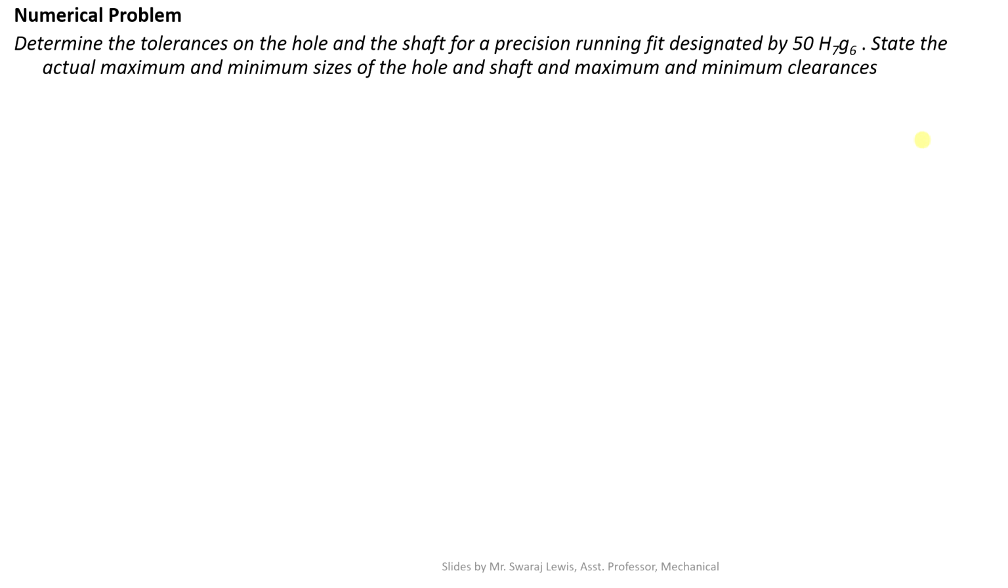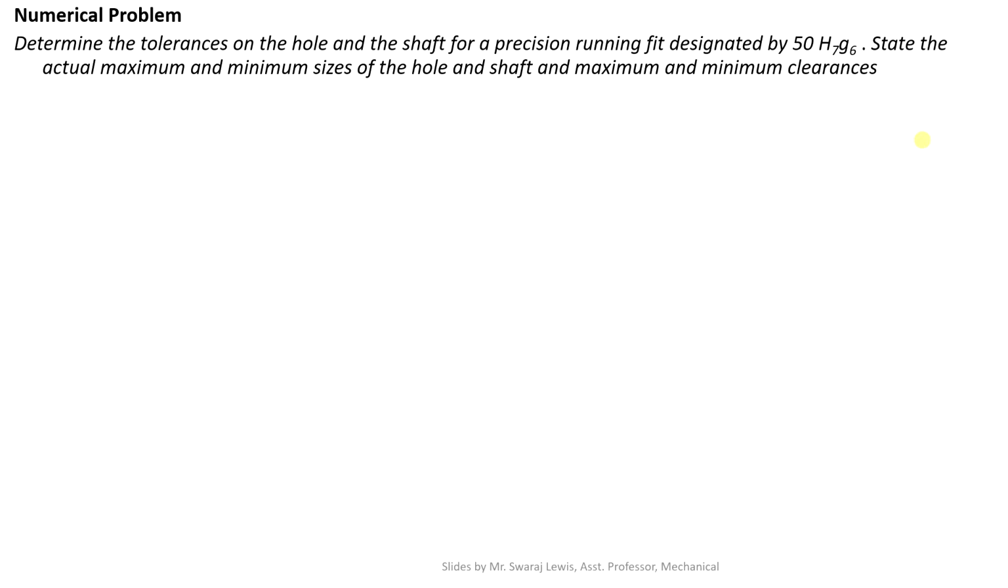Good morning everyone. Let's solve a problem on tolerance for the hole and shaft. Determine the tolerance on the hole and shaft for a precision running fit designated by 50H7G6. State the actual maximum and minimum size of the hole and shaft and maximum and minimum clearance.